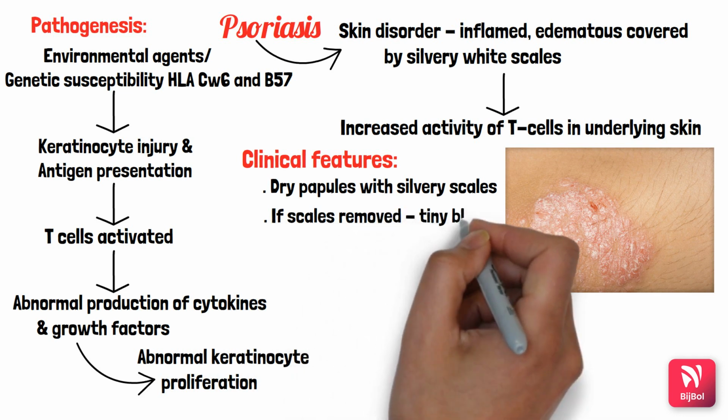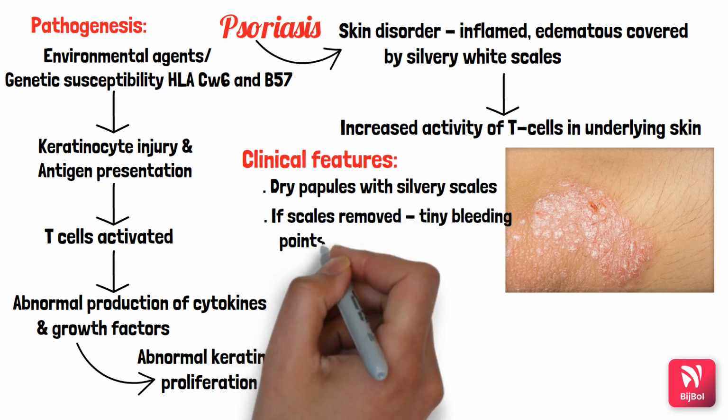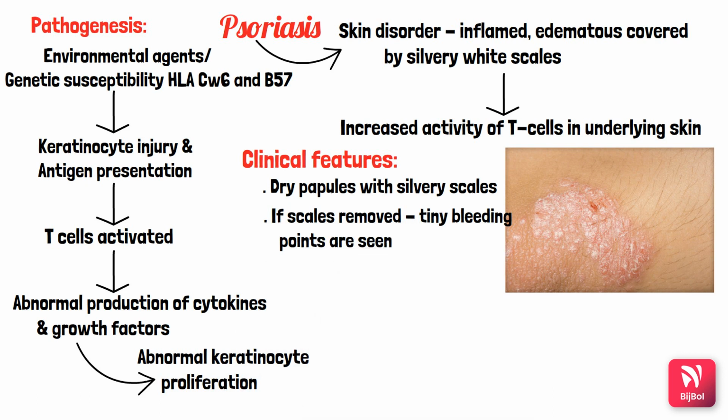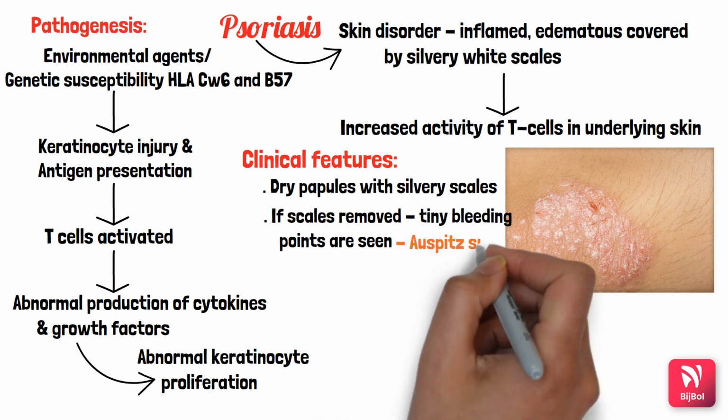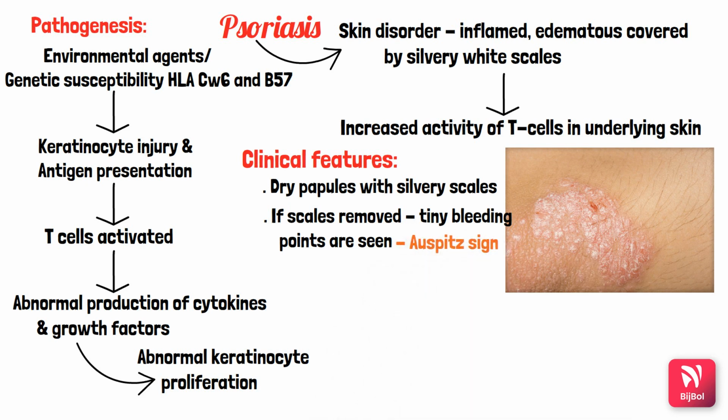But if you start to remove these deep scales, we start to observe some tiny bleeding points. This kind of sign, when scales are removed and tiny bleeding points are seen, is called the Auspitz sign, which is characteristic of psoriasis. Auspitz sign.